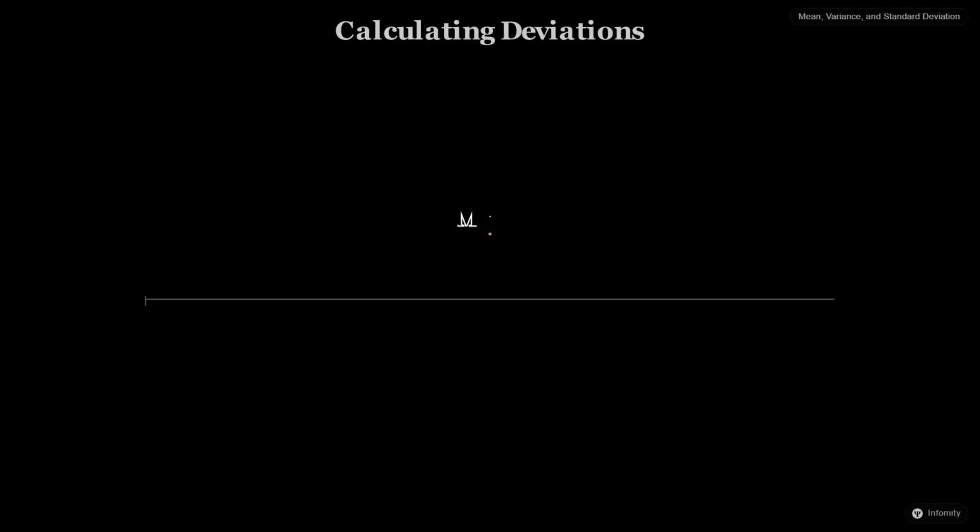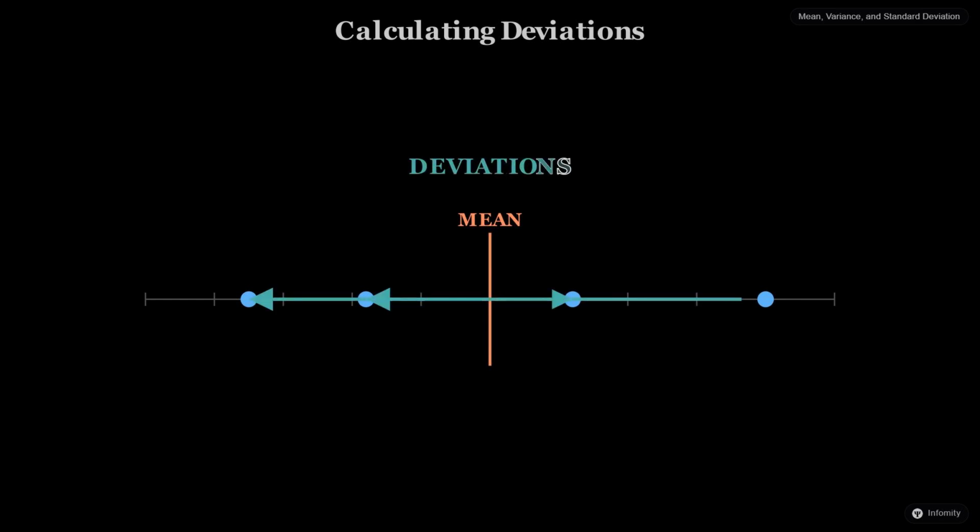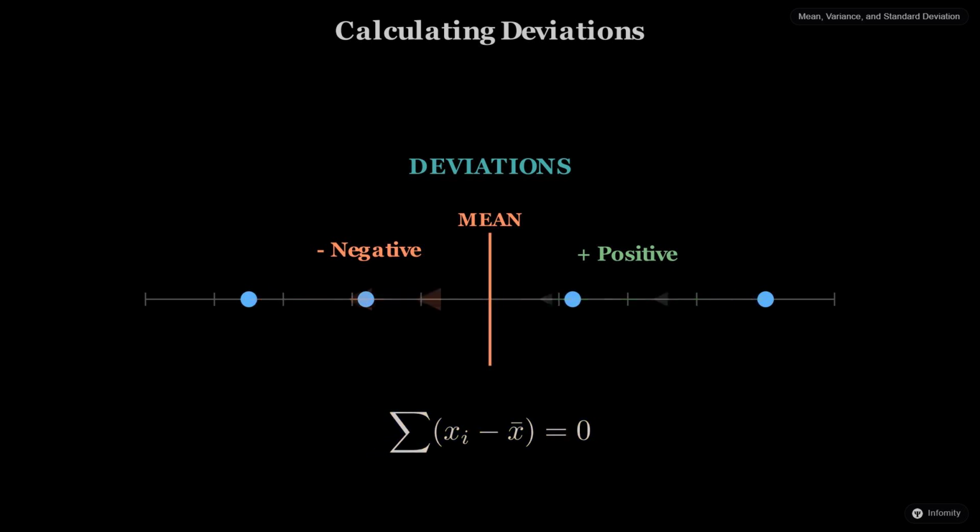To calculate this spread, we first look at the distance between every single arrow and the mean. We call these distances deviations. If an arrow is to the right, the deviation is positive. To the left, it is negative. If we simply added these distances up, the positives and negatives would cancel each other out, leaving us with 0.